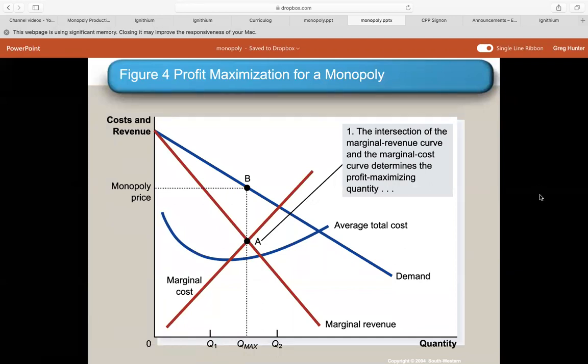Beverly, are you here? Do you have a mic? I'm here. So did you see how this is different? We find where marginal cost crosses marginal revenue, and then we can find the quantity and the price.